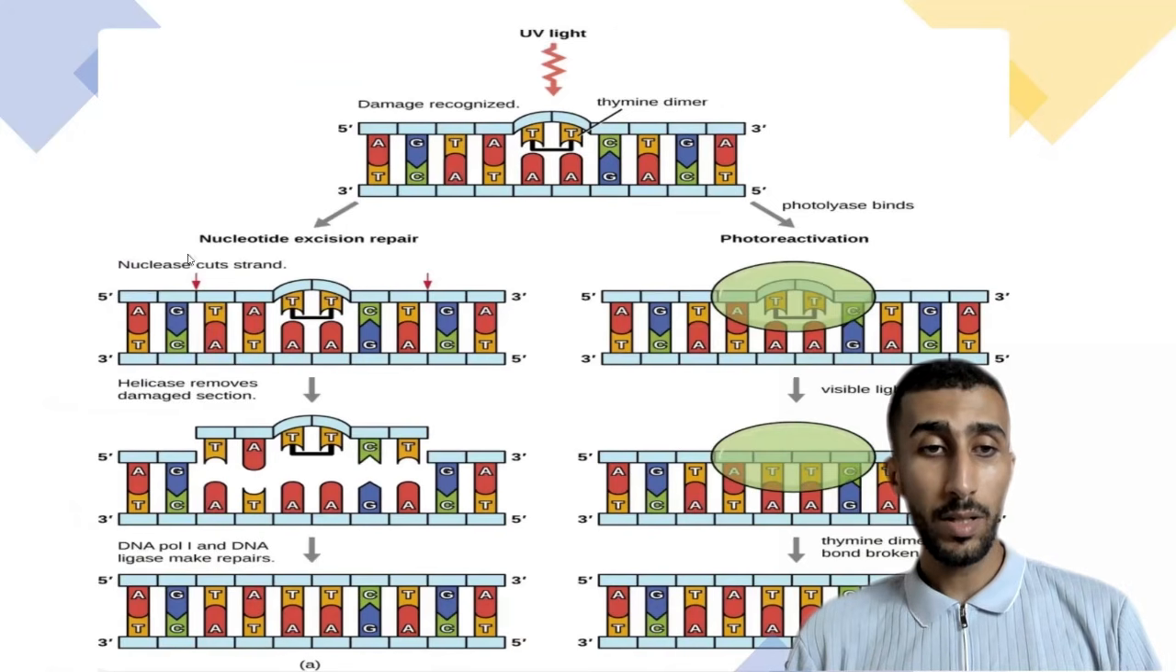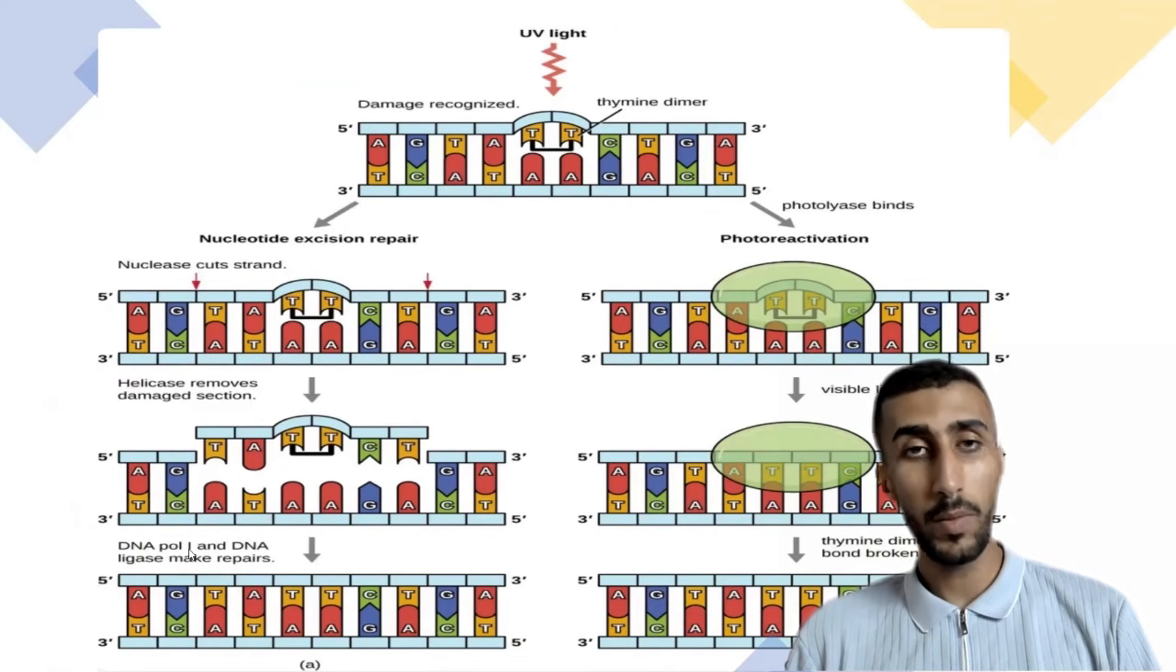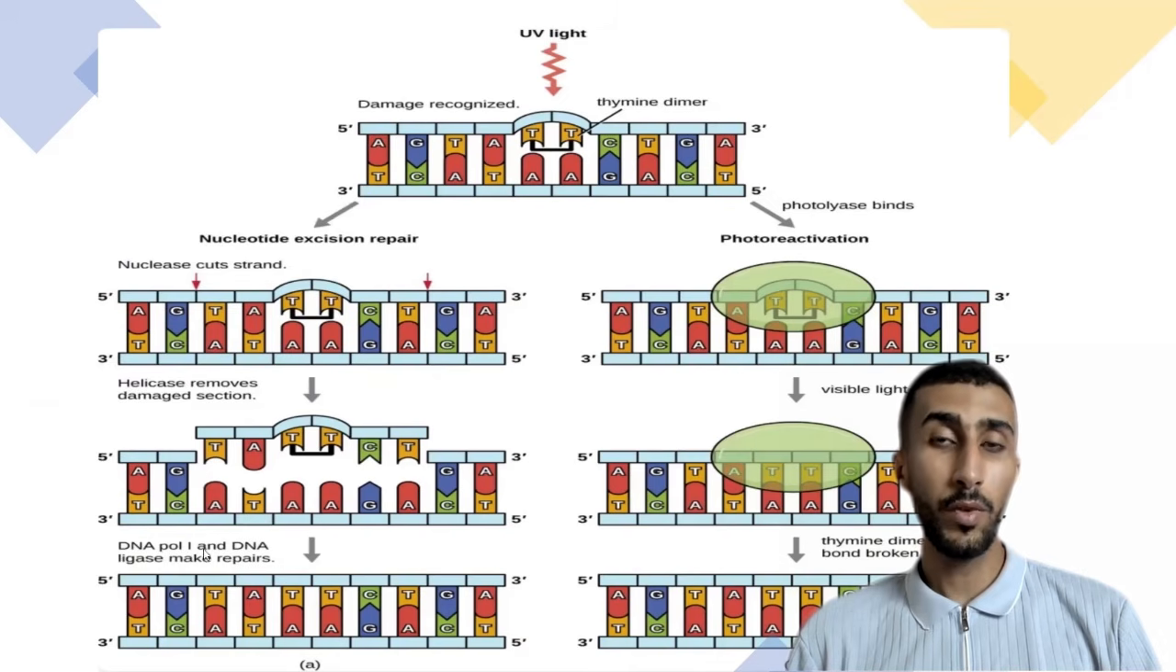There is an enzyme called a nuclease that is going to cut here and cut here, and the helicase is going to remove the damaged section, and DNA polymerase 1 and DNA ligase make the repair. Remember, DNA polymerase 1 was the one that removed the primers and formed DNA instead of them. It has another role here, which is the repair role.